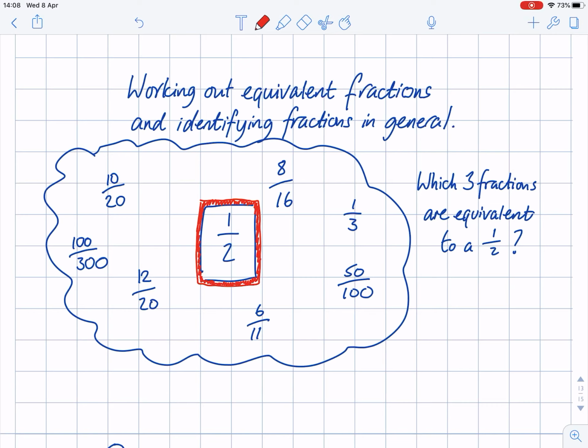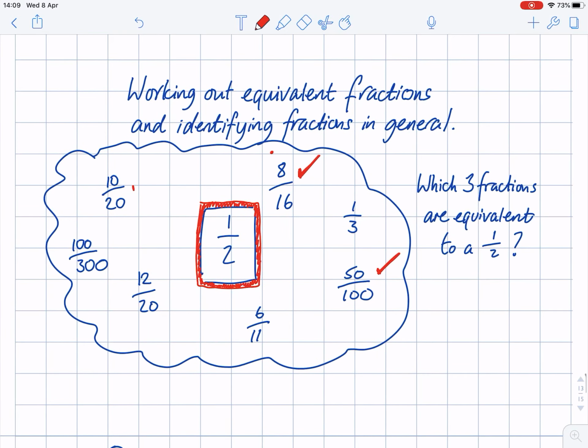Okay, so going round, if we start up here, 8/16. Is 8 half of 16? Yes, it is. So that fraction is equivalent to a half. 1/3, well, 1 isn't half of 3. 50/100, yep, 50 is half of 100, so that's equivalent to a half. 6/11, no. 12/20, no, because 12 isn't half of 20. 100/300, no. And the last one, 10/20. Well, again, 10 is half of 20, so that is a half.